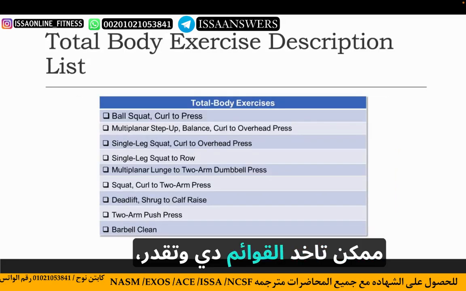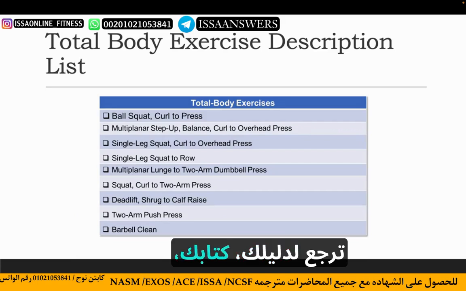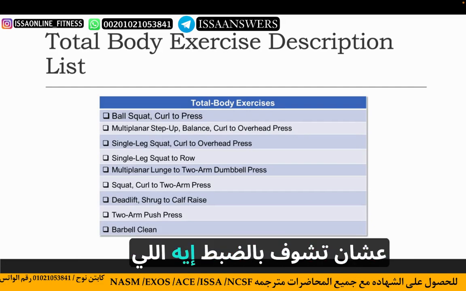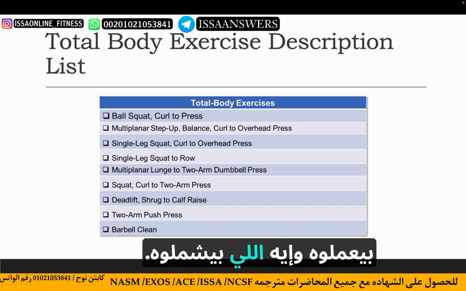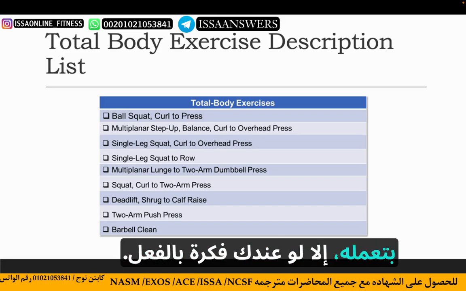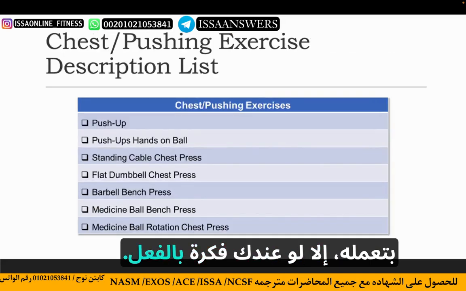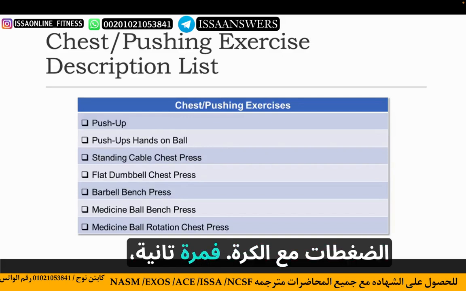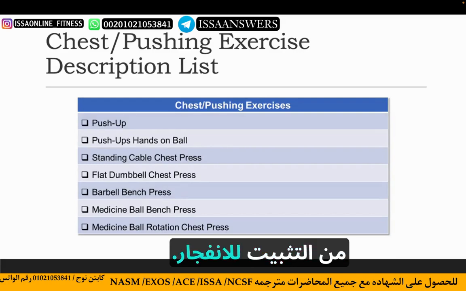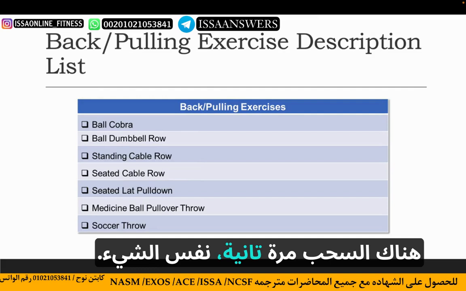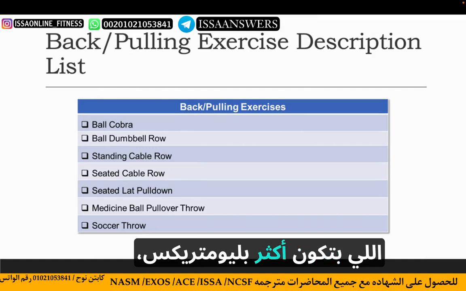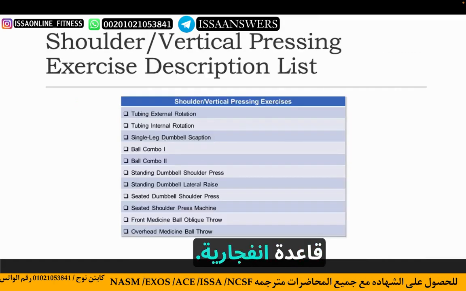And then what you can do is take these lists and revert to your manual, your textbook, and look at each one of these to see exactly what they do and what they entail, so you can match the name to what you're doing, unless you already have an idea. There's your pushing, your push-ups with a ball. So again, going from stabilization to explosive. There's your pulling. Again, same thing. Stabilization, ball cobras, all the way to your soccer throws being more of that plyometric explosive base.